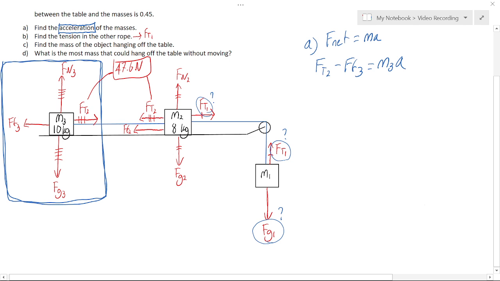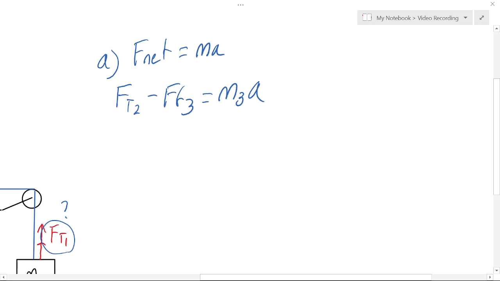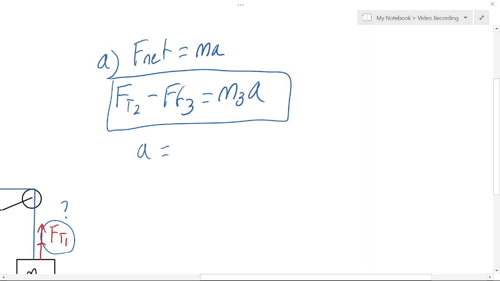So here is my statement that I got from looking at the diagram. So this is my FNet statement, my winners minus losers statement right here. And if I solve this, then I can solve the problem. Now, I need to rearrange this to find A, so I'll divide both sides by M, and I'll get (Ft2 minus FF3) over M3 equals A.